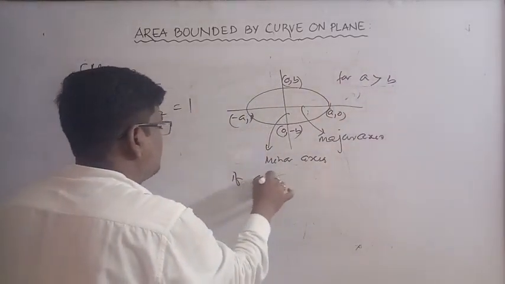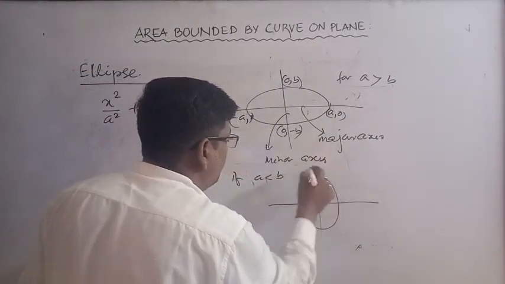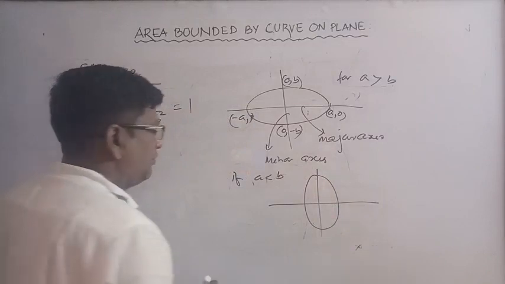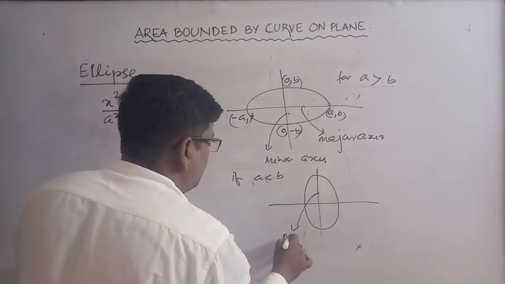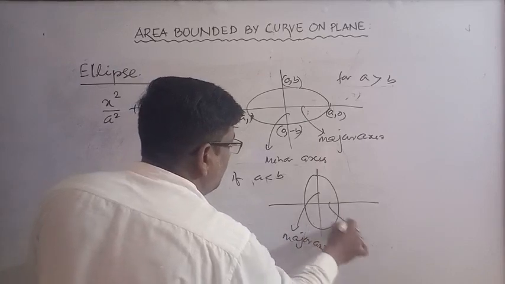If a is less than b, then the graph is like this. This is the major axis, and this is the minor axis.